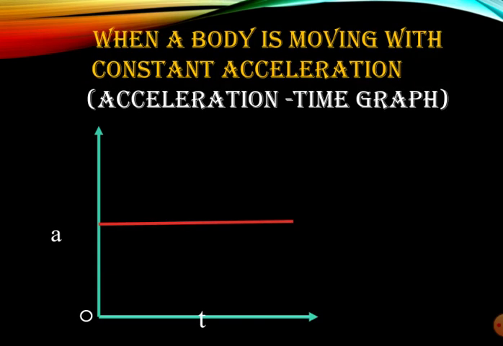When a body is moving with constant acceleration, the velocity keeps on increasing, but the rate of increase of velocity remains the same. In that case, your acceleration time graph would be a straight line parallel to the time axis, not onto the time axis now, but having a definite value. That definite value is depicted by this point on the y-axis. Uniform acceleration can be obtained from the graph.